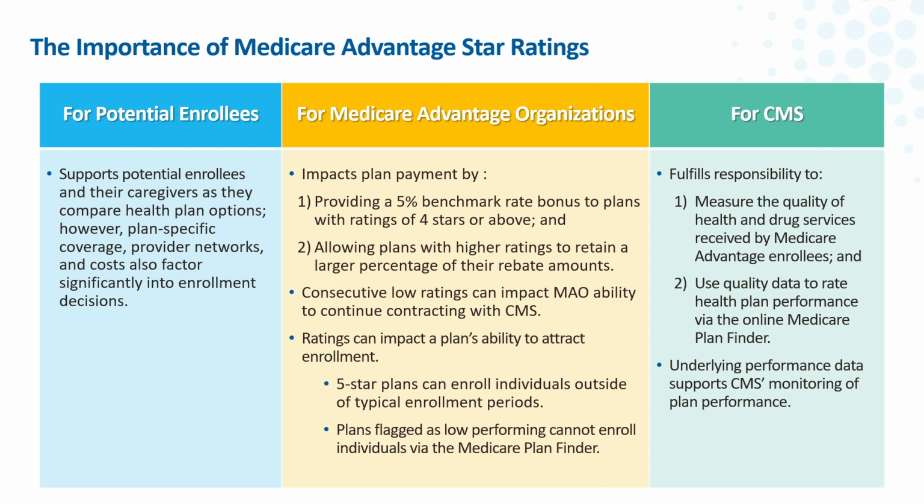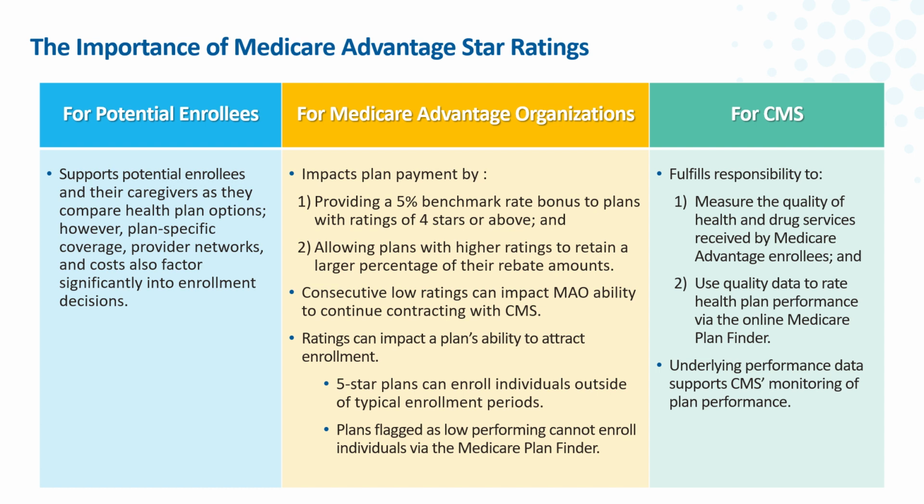For Medicare Advantage prescription drug plans, including D-SNPs, star ratings can impact plan payments, or the per member per month payment that CMS makes to a plan for each enrollee. For plans with ratings of 4 stars or above, current Medicare Advantage payment policy provides a 5% benchmark rate bonus to the plan. This quality bonus payment raises the Medicare fee-for-service benchmark that a plan has to bid against when applying to contract with CMS.